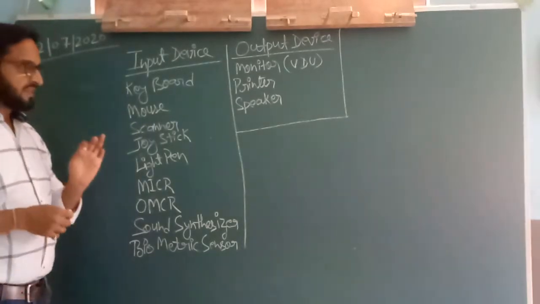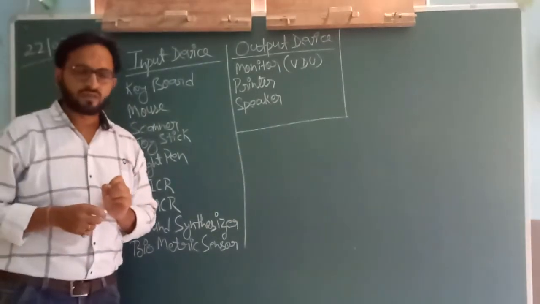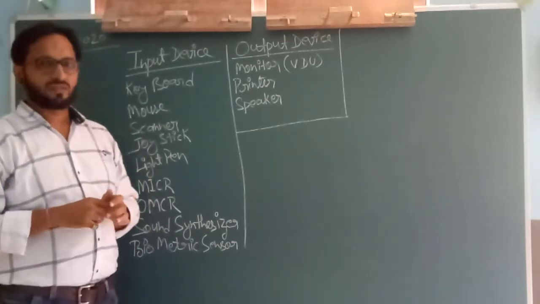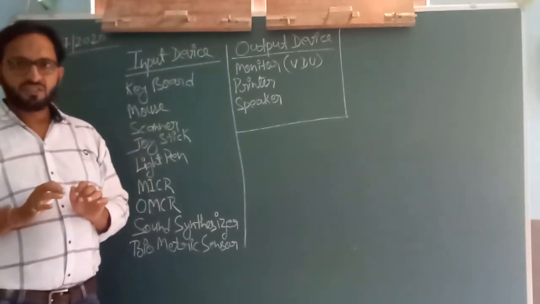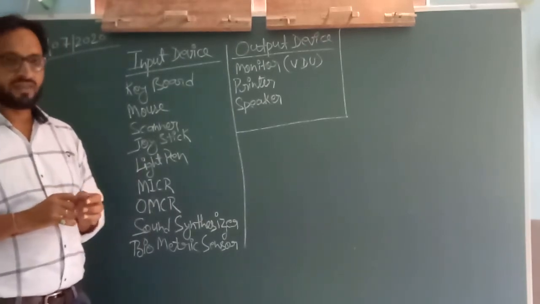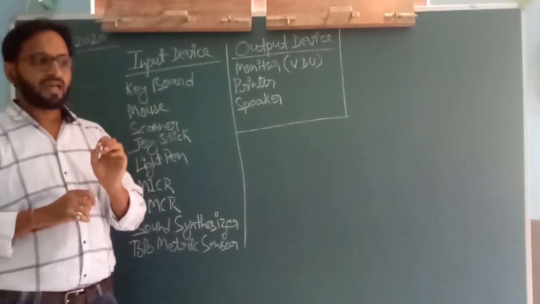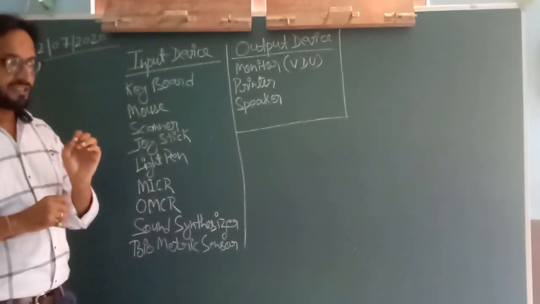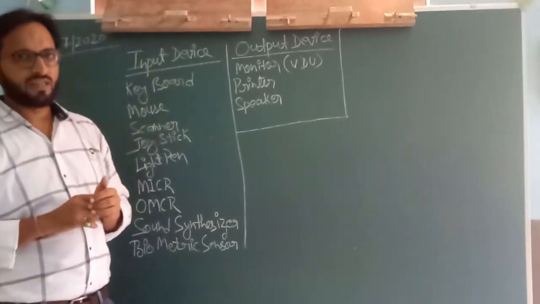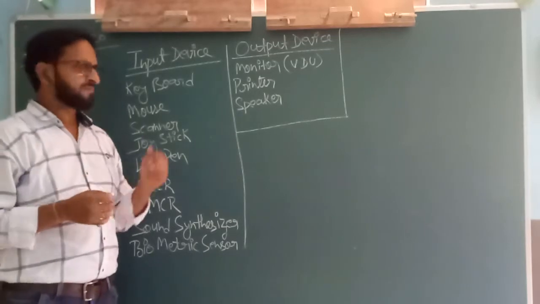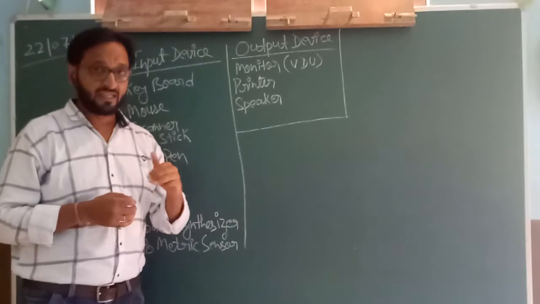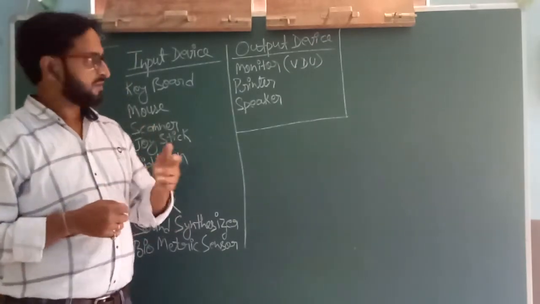First one is the keyboard. The keyboard is the most important input device. Whatever we enter into the computer, like ABCD, 1, 2, 3, 4, and many different symbols, we can enter all types of data with the help of the keyboard. There are many types of keyboards, like normal keyboard, multimedia keyboard, additional keyboards, and many more.